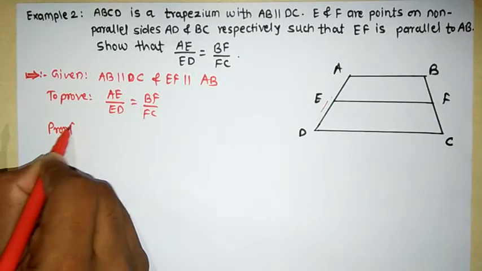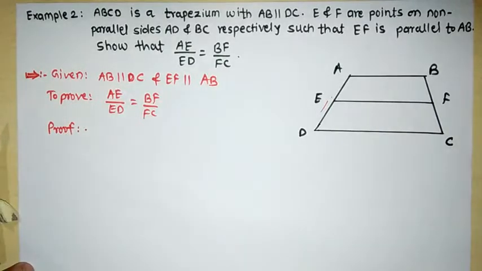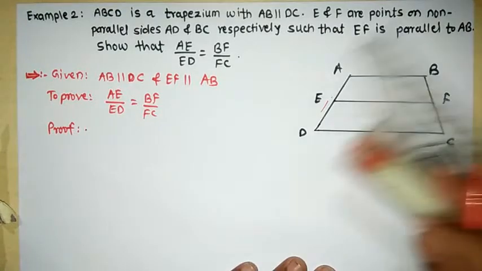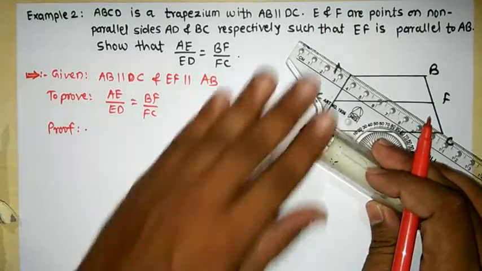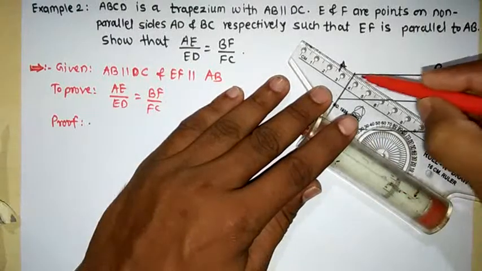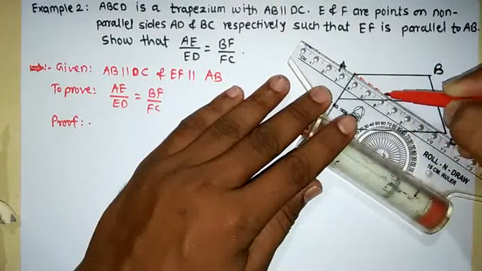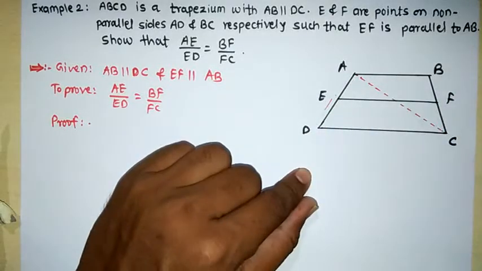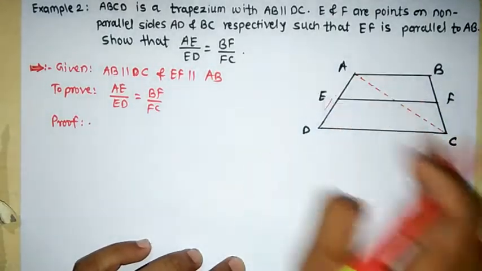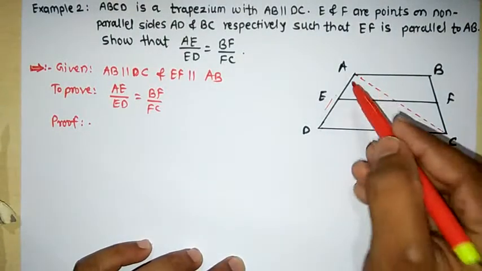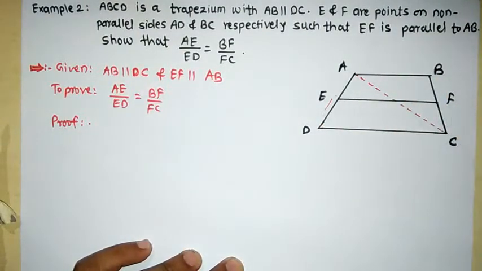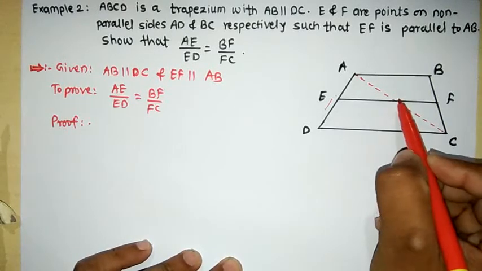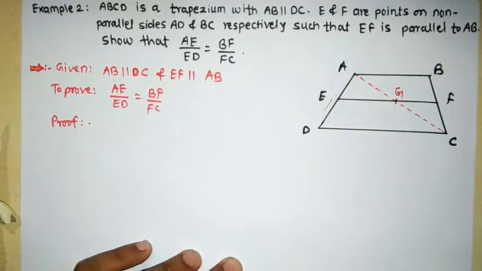In a proof we have to construct. That is the construction. Construction means what? See here. First we have to join line AC. I will do the one construction here, that is join AC. AC को join करना है. Because to make the two triangles, AC join करने के बाद दो triangles बनेंगे. One triangle will be ADC and another triangle will be ABC. Then only we can apply the BPT theorem and converse of BPT theorem. I will mark this point as G.